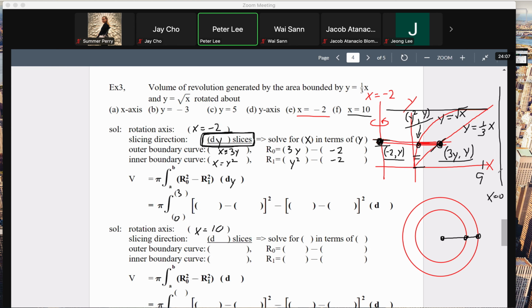Then now we are going to rotate this way. And so the point in question is over here. Now we need to have a point right here. That is now the point on the rotation axis. So in terms of this, x equals 10. x equals 10 is the vertical line, so we have to cut it this way. The slicing direction will be dy. That means all the x's must be written in terms of y. So slicing direction dy. Okay?